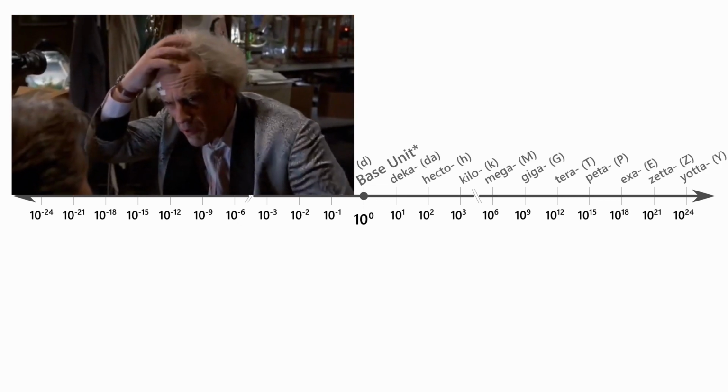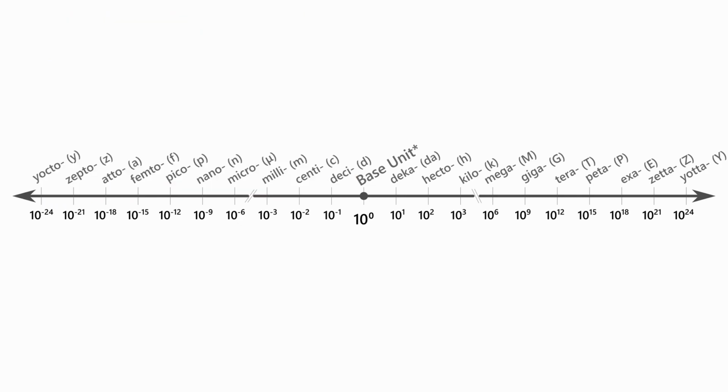you don't need to memorize all of them. In fact, from personal experience, I've found only around 8 prefixes to be the most used in physics and science courses. They've been highlighted here for you.